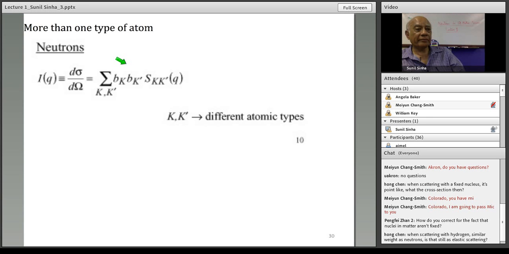We have a question. What is the difference between coherent and incoherent scattering?